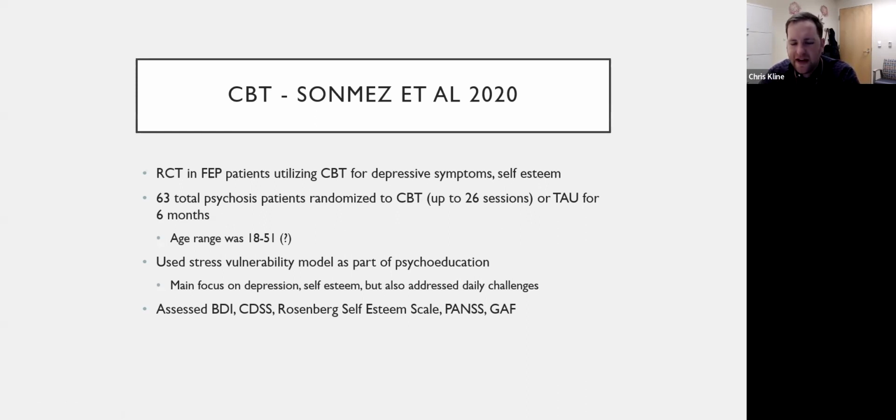It made me kind of wonder about the diagnostic makeup of their population here. They included patients that had a maximum of 2 psychotic episodes or a max of 2 years of treatment for psychosis, which might have skewed the results or the demographics there. Patients also had to be diagnosed with a depressive episode as well. And so they looked at different outcomes, including the Beck Depression Inventory, the Calgary Depression Scale, and then the Rosenberg Self-Esteem Scale, as well as the PANSS and Global Assessment of Functioning.